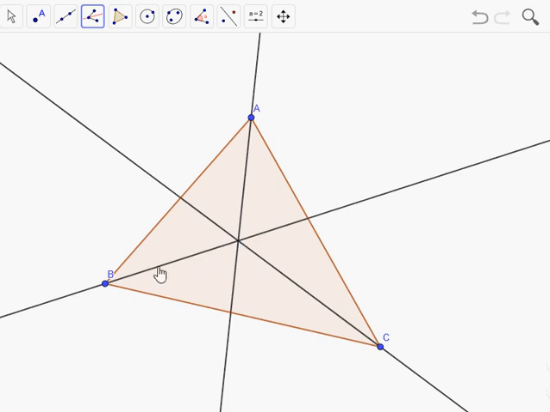Now, since any point on the angle bisector is equidistant from the sides of the angle, then this point is equidistant from all three sides of the triangle, and that's the key idea behind the incenter of the triangle.